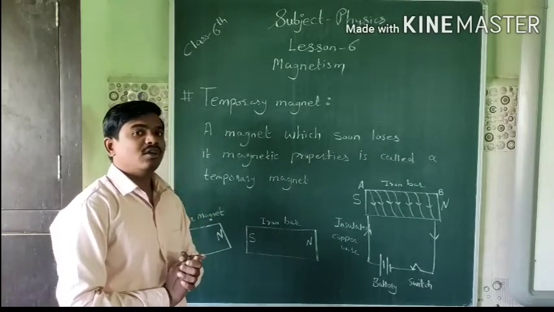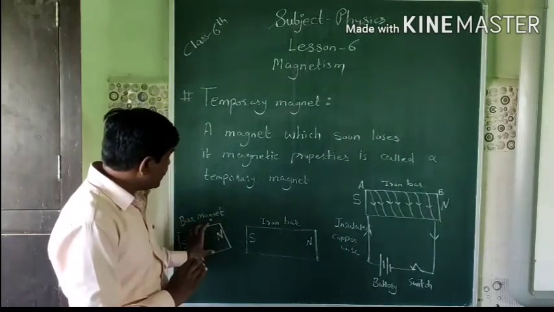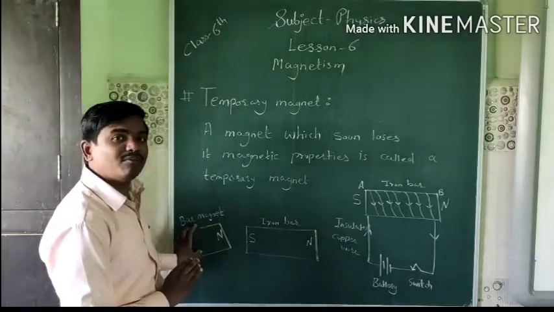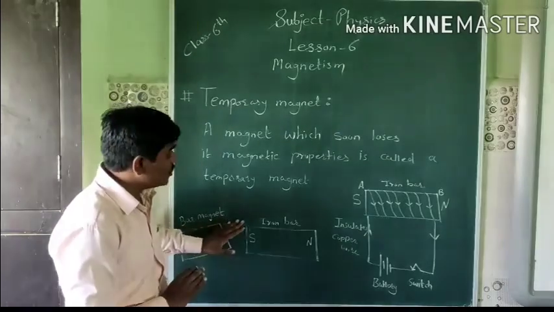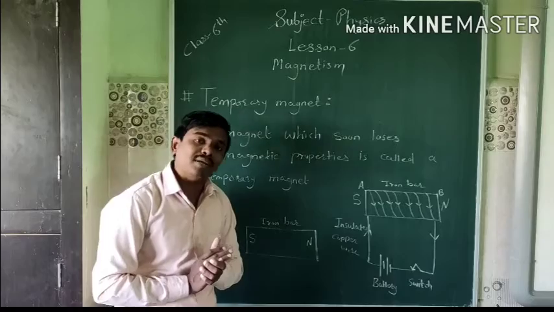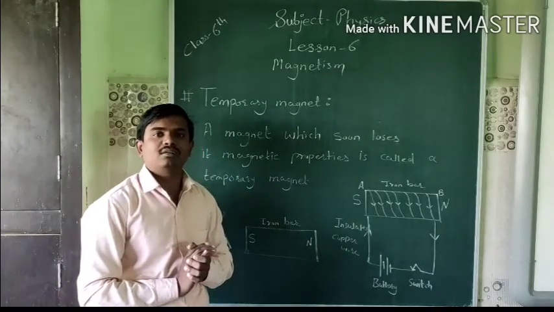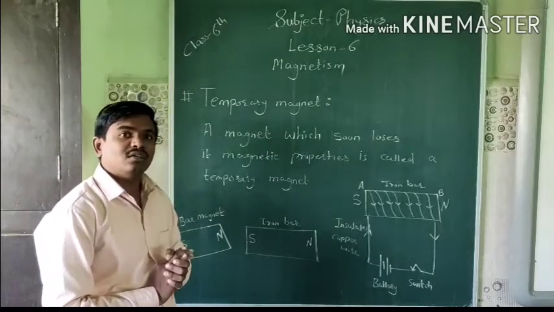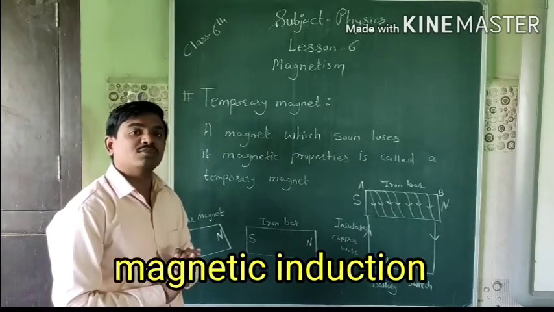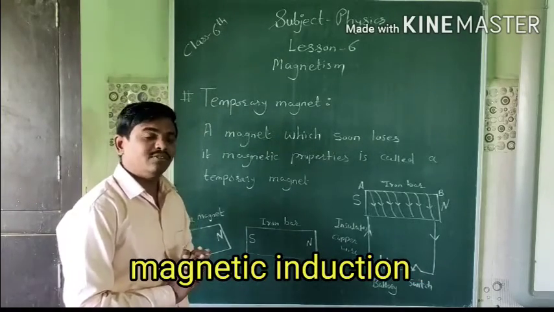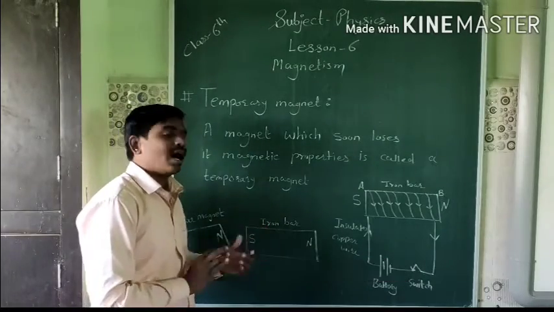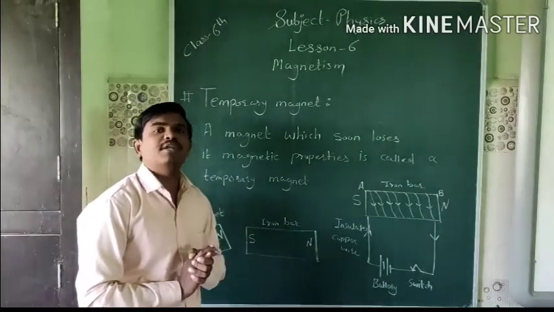But students, when you remove this magnet from this place, it loses the properties of a magnet and it is just an iron bar. So this process is magnetic induction, in which this iron bar becomes a temporary magnet.